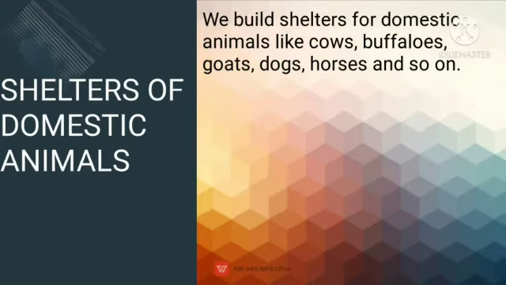Let's learn about the shelters of domestic animals. We build shelters for domestic animals like cows, buffaloes, goats and so on. We build shelters for them because they are domestic animals and they live with us. So now let's see the shelters of the domestic animals.